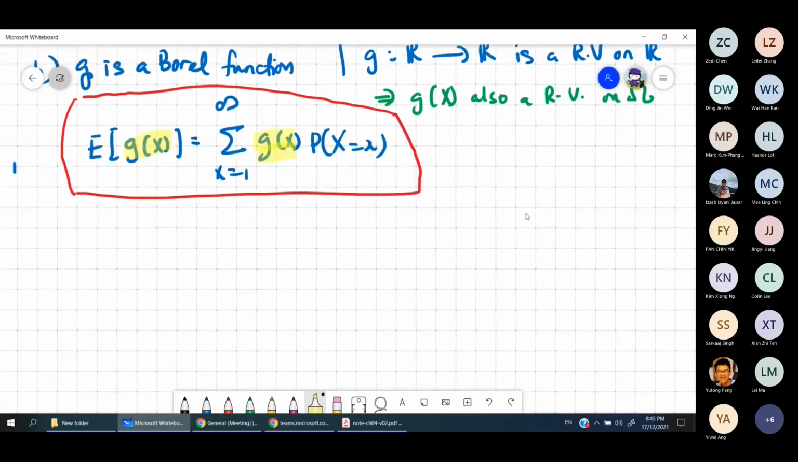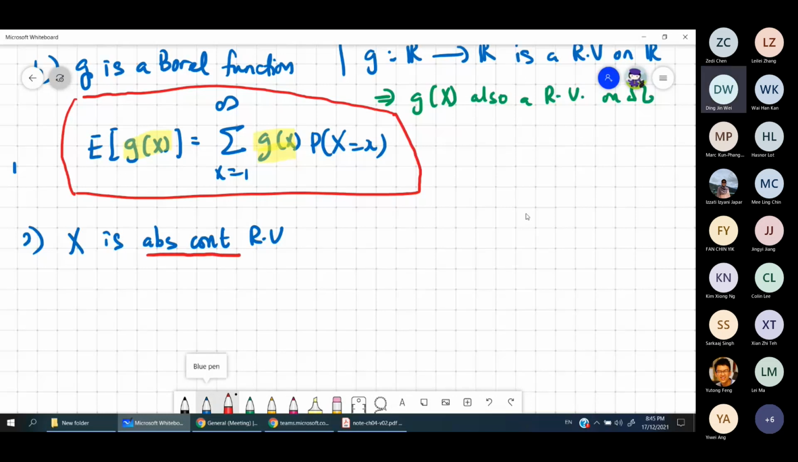What happens if we have another case? Supposing X is an absolutely continuous random variable. Sorry, doctor. Yep. I want to check: is a Borel set the same thing as a Borel function? Oh, no. One is a function, one is a set.